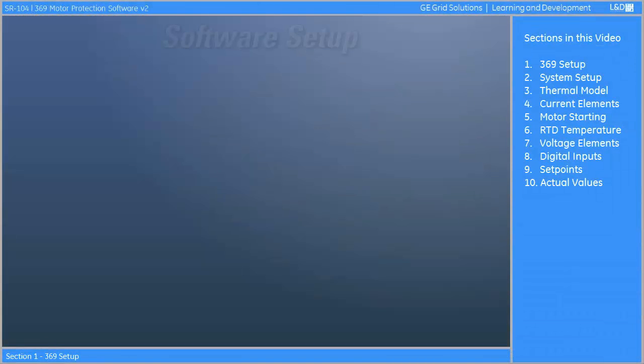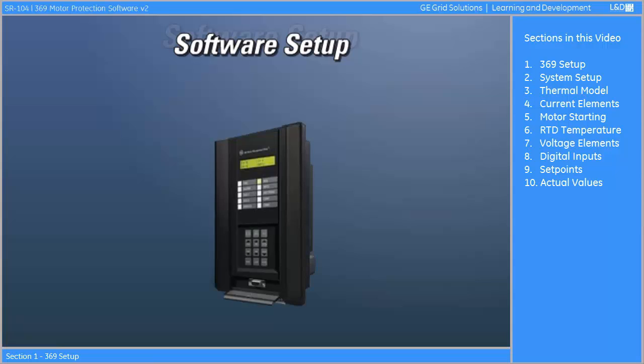Once the 369 is installed, it must be configured using either the keypad or PC-based software. In this section, we will use the Intervista 369 setup software to configure the relay to protect a motor in a simple across-the-line start application. This example is intended for teaching purposes only. It is recommended that a qualified protection engineer determine the settings for your motor protective relaying application.